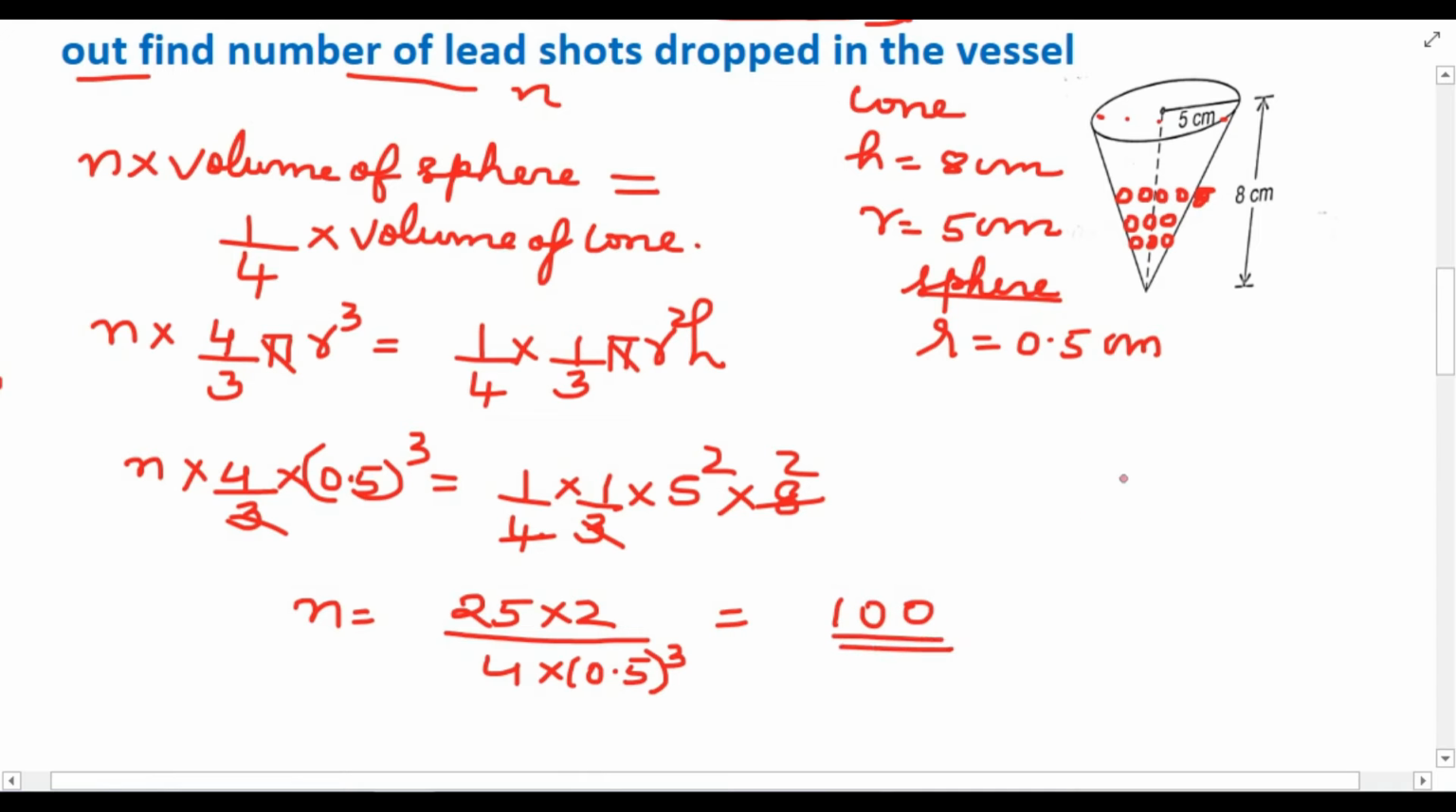So 100 lead shots were dropped into this inverted conical vessel. As a result of it, 1/4 of the volume of the water has flowed outside.